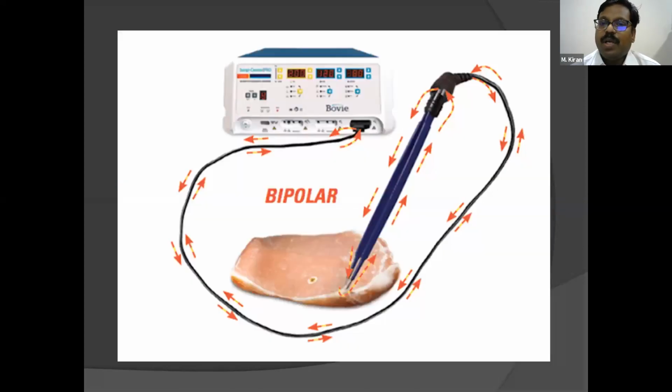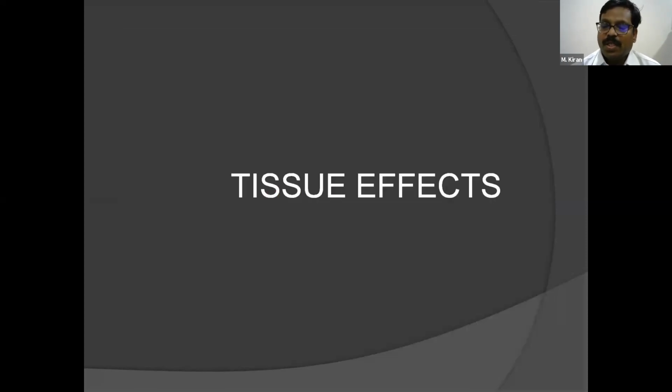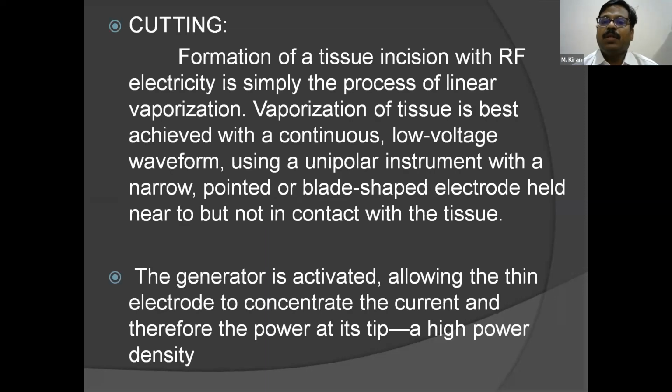This is the bipolar forceps connection. For this, we don't require an earth pad connection. That means the return electrode is not required for this one, because it already has the electrode in this bipolar forceps. And the tissue effects, normally we will be using it for cutting.